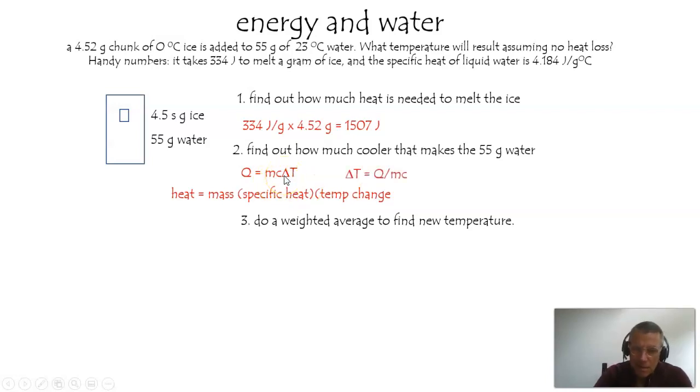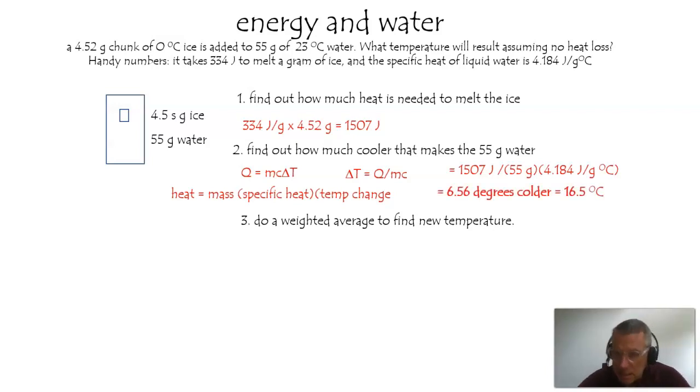So I like to rearrange, which I just did. Q, as we said, is our 1,507 joules to melt the ice. And we have 55 grams of water that's going to get a little bit cooler, and 4.184 joules. Not that easy to change that temperature, so it will go 6.5 degrees colder, or go down to 16.5 degrees Celsius. At this point, you've got 55 grams of water at 16 and 4.5 grams of water at 0.